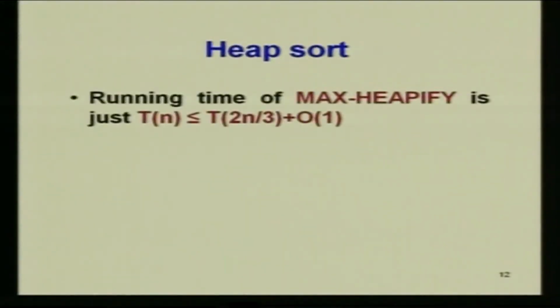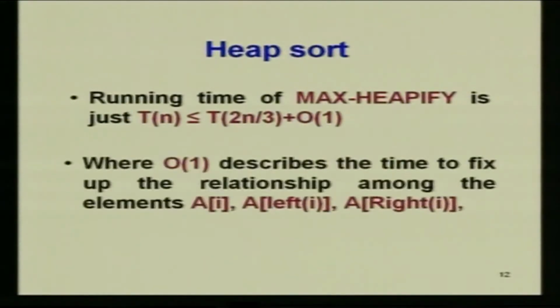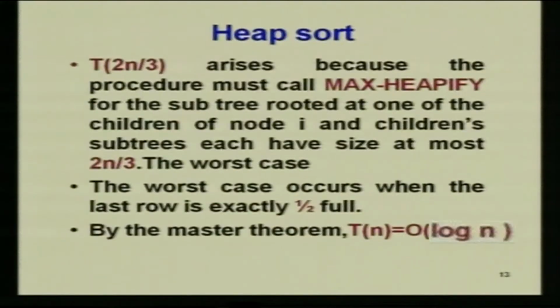So you are actually swapping and doing a heap sort in place, that is, in the same array you are doing the heap sort. The running time of Max-heapify is just of the order of O(n), where O(n) describes the time to fix up the relation among the elements a i, a left i. Remember, in the heap the property is that it is stored in an array and the children will be at left of i and right of i. If i is the node, you will have 2i and 2i plus 1 as the children and i by 2 as the parent, this you must be remembering. So the same left of i and right of i indicates that.